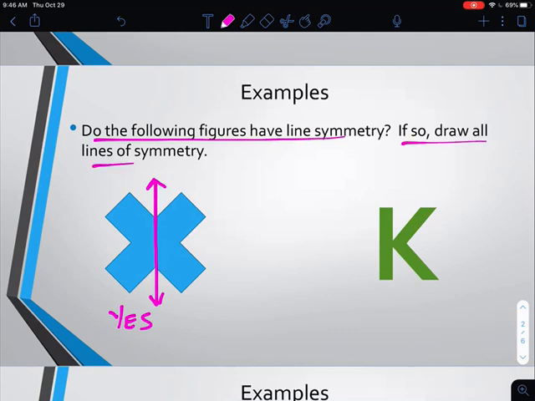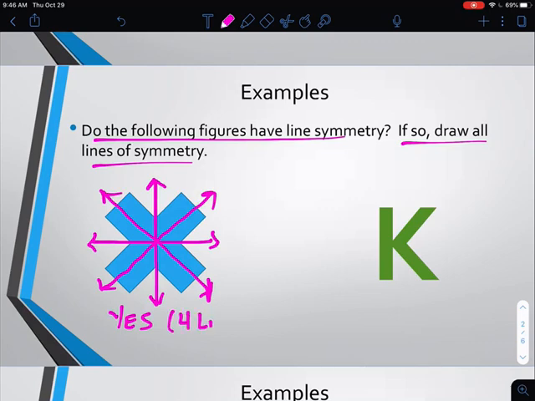Now the second part says, if so, draw all the lines of symmetry. So I've got this vertical line that I know cuts the left and right in half. But in this case, I actually have a horizontal I can do because the top and bottom would match up perfectly. And then not only that, but I notice that I can go diagonal this direction and diagonal this direction. And so in this case, while it has line symmetry, it actually has 4 different lines that we can create. So any of those lines would cut our figure exactly in half. Both sides would be identical.